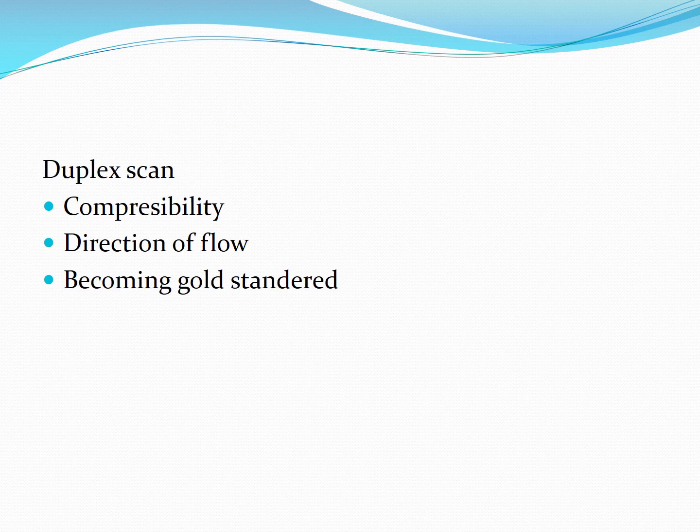Duplex scans. This is becoming the gold standard for chronic venous insufficiency. Here, basically what you look for is compressibility. If a vein is compressible, then that means there is no deep vein thrombosis, and you have to see the direction of flow. Generally, it has to be in the caudal to cranial direction. If the blood flow reverses, that means the valves are not functioning properly.